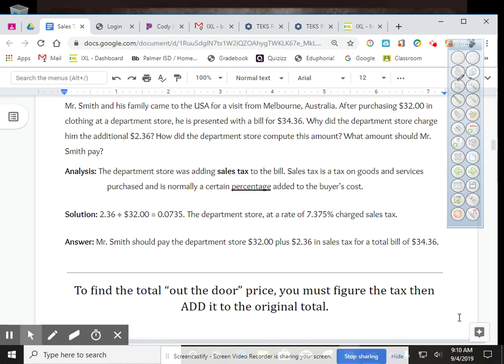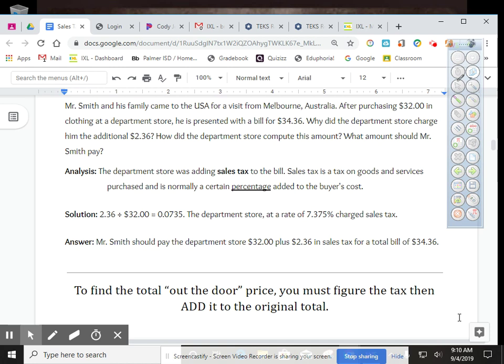They charged him the extra $2.36 because it's sales tax, right? Yes. How did they compute this amount? Because they have a percentage of what you spend that they charge. Every county in Texas does, okay? That's all over the world. And then what amount should he pay? He pays a total $34.36, okay?